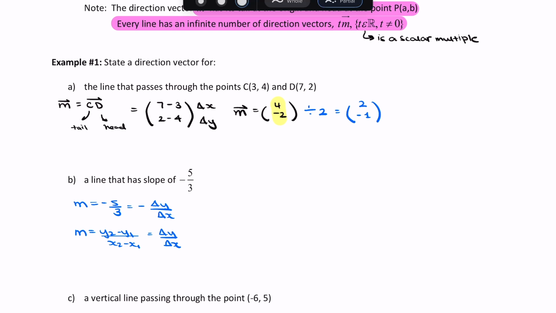Okay, and here at the top, if we write it as negative delta y over delta x, we see that the negative will multiply to both the top and the bottom. So here we can write the direction vector m in two ways based on what we just looked at. It can be written as 3 and negative 5, or as negative 3 and 5.